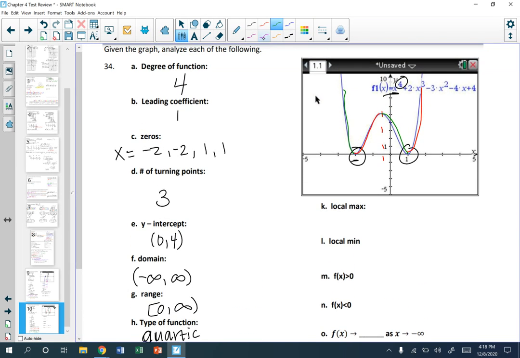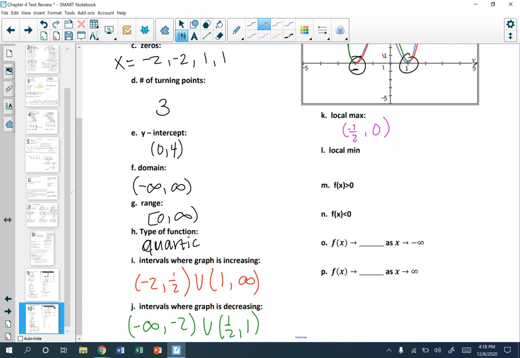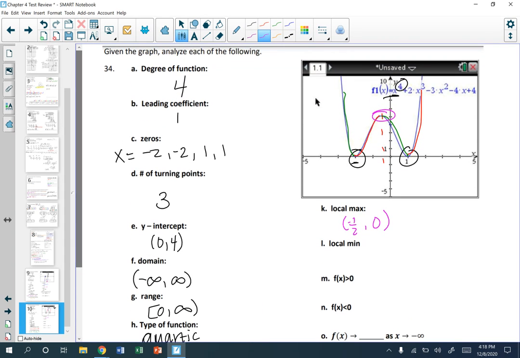Local max right here, which we decided was 1/2, so we're going to say negative 1/2, 0. And yes, these should be negative, sorry. Negative 1/2 there and negative 1/2 there. Sorry about that. Local mins right here. They are at (-2, 0) and (1, 0).